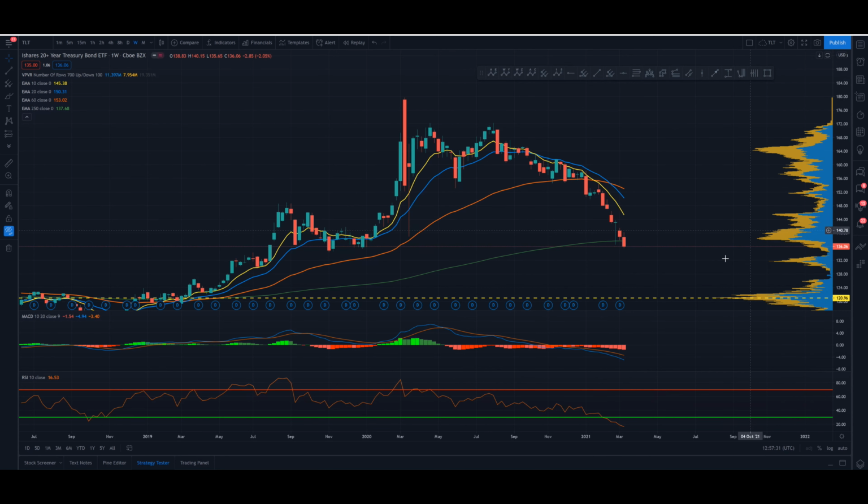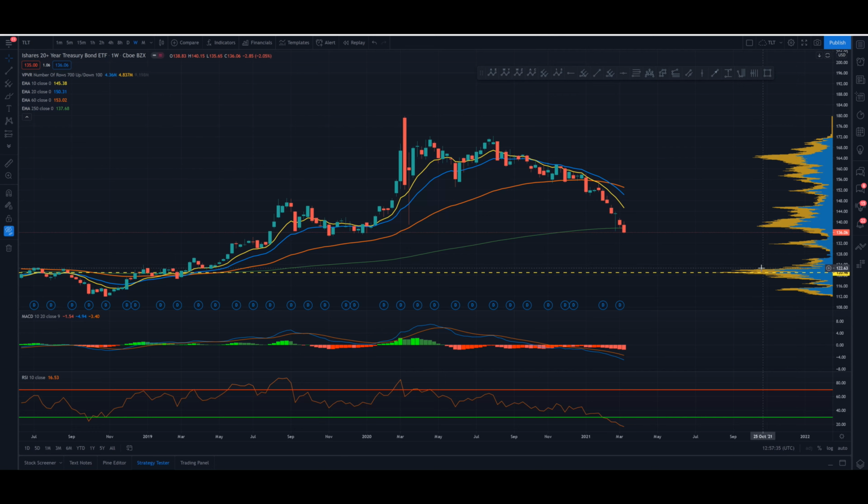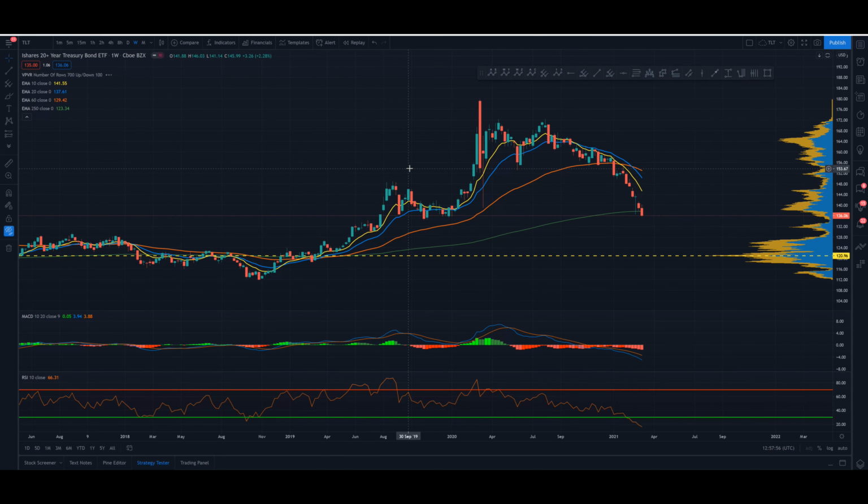We have a volume profile on the right hand side here showing us the peaks and troughs of the buy and sell volume, with the yellow dashed line representing the peak of that, which is our point of control. We have a MACD set to a 10 for the short term moving average, 20 for the long and a 90 smooth, and an RSI set to a 10 close, with a green 30 level representing oversold and the red 70 level representing overbought. So what can we see here on the weekly time frame?